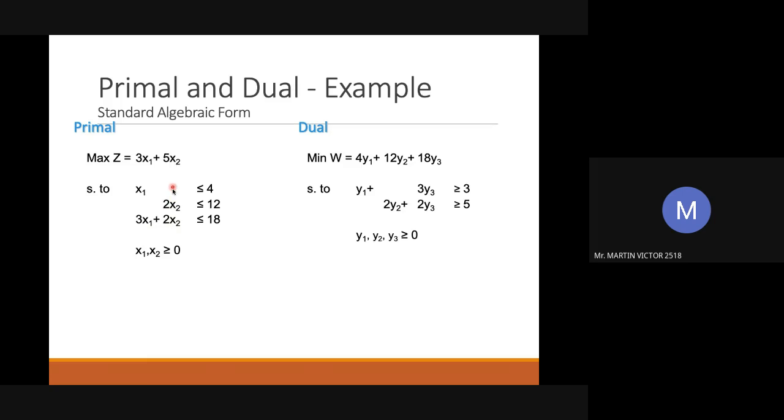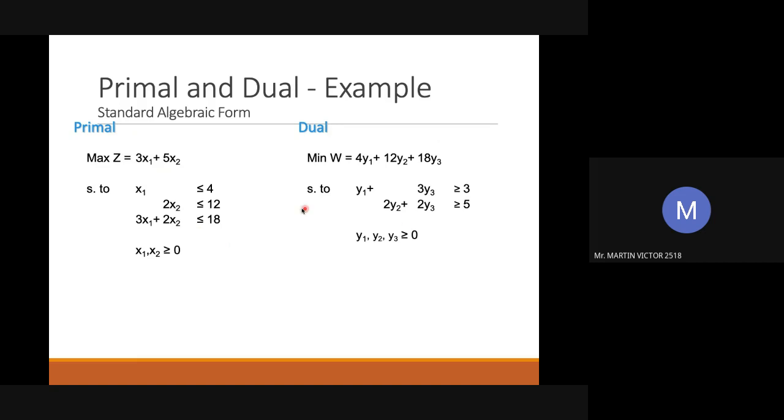So when we are writing this column into this row, then we will have 2y2 plus 2y3. Okay, now we'll come to the right hand side. So here in the given problem, the right hand side has been taken to the objective function. Now the objective function of the given problem will be taken into the resources in the constraints.